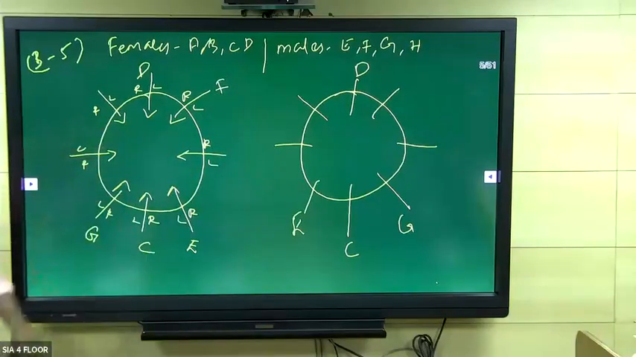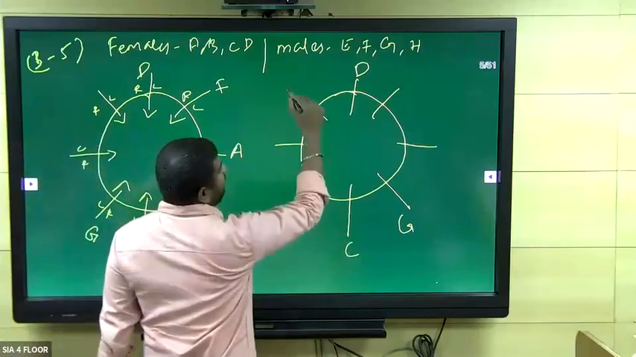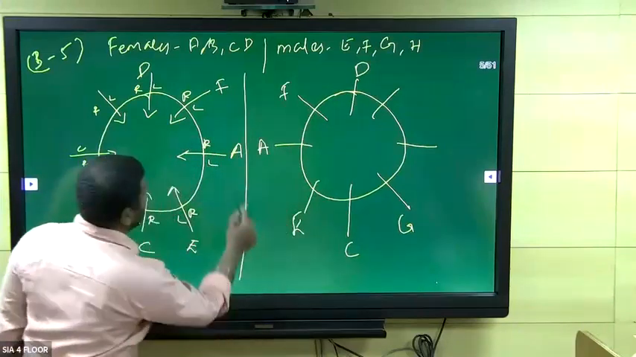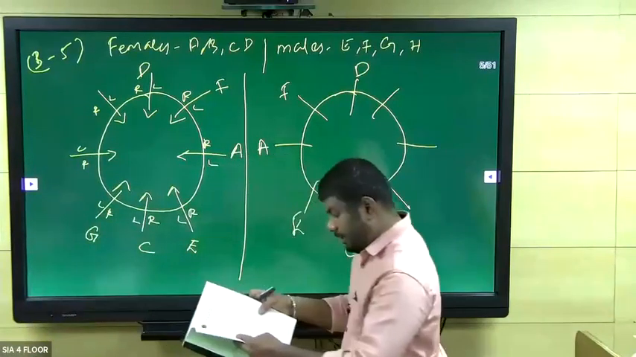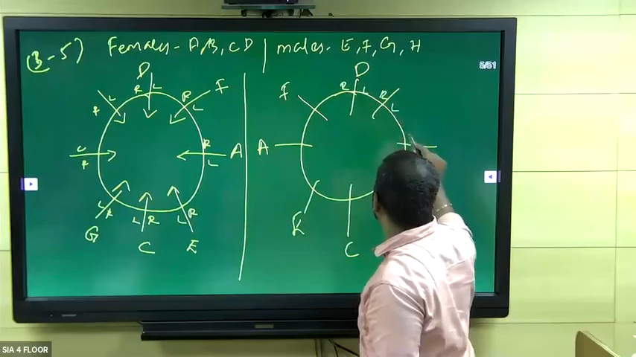Who is facing G? F. F is between D and A. G is here. F is facing G. Clear? Right. So next, H is to the right of B.